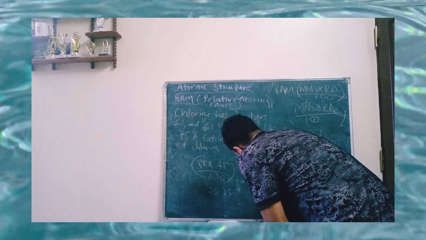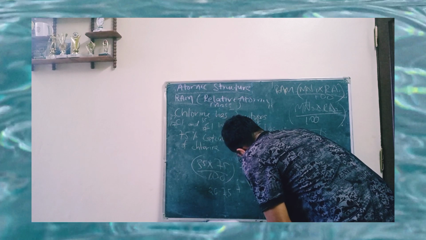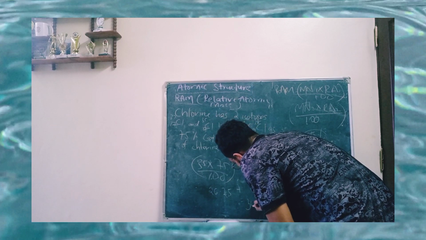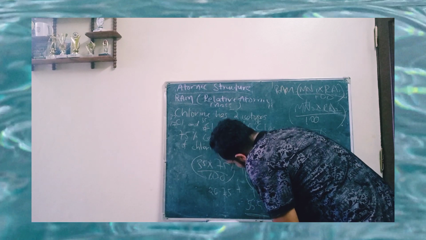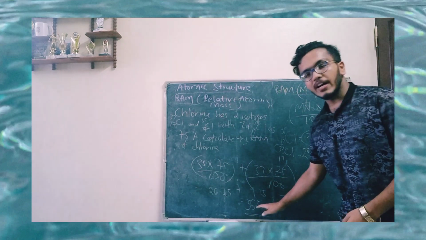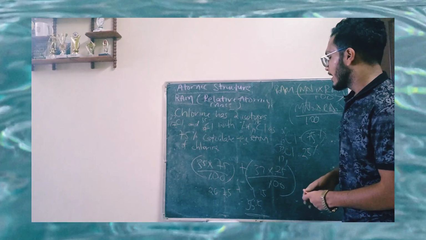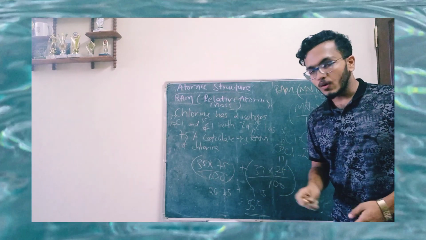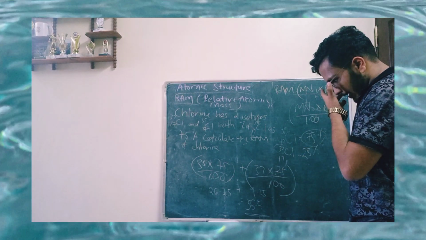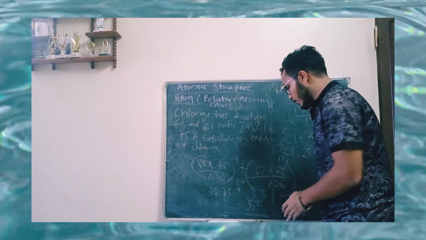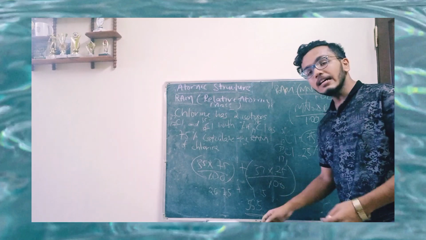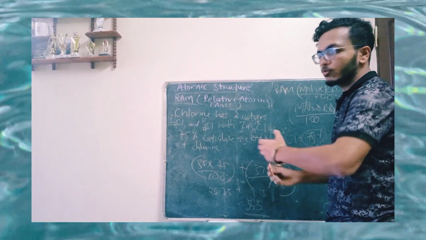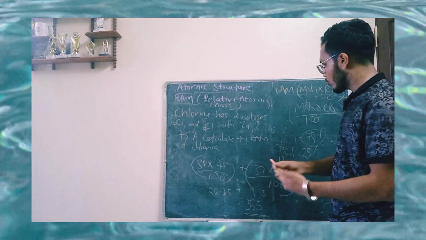plus 9.25, which equals 35.5. 35.5 is the answer to this question as the relative atomic mass of chlorine. Now this brings me to my next point. We will not put any units to the relative atomic mass because it is a ratio. It is a ratio of one isotope compared to another.